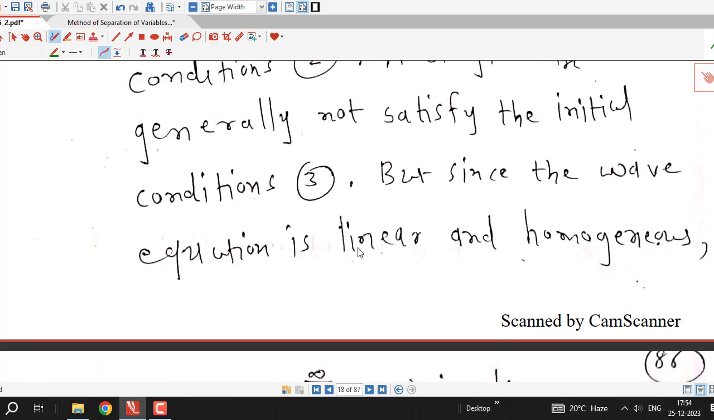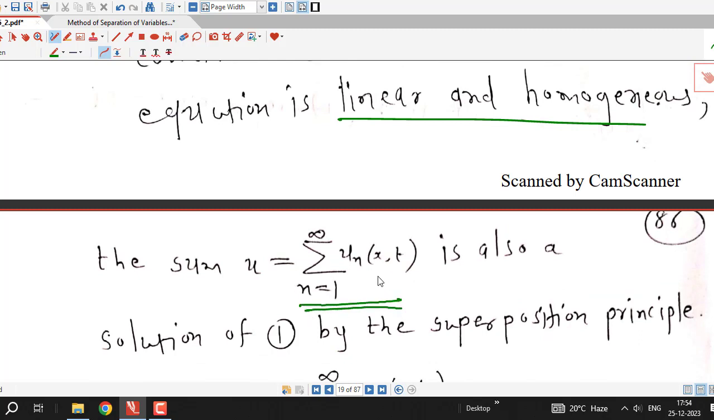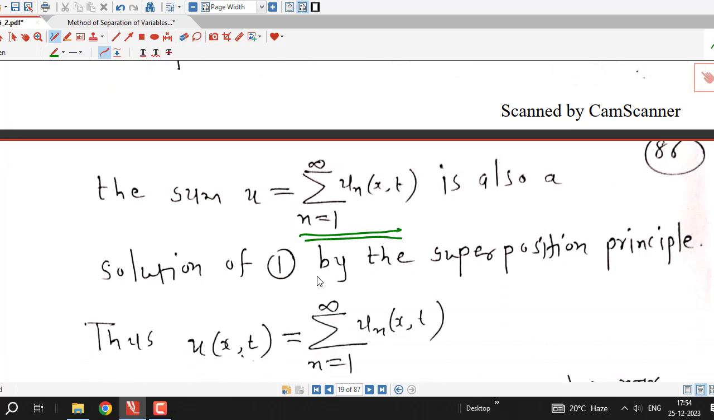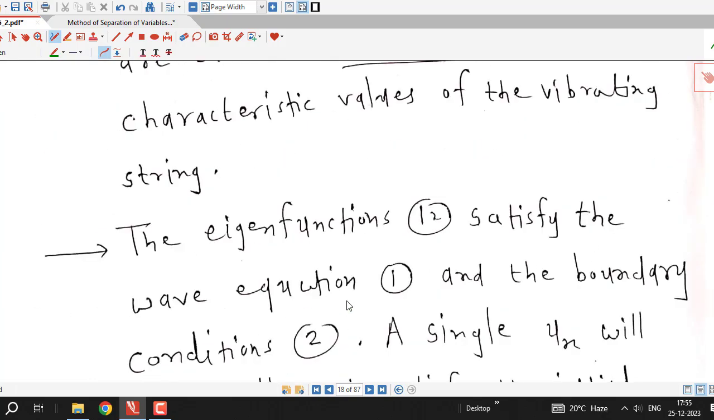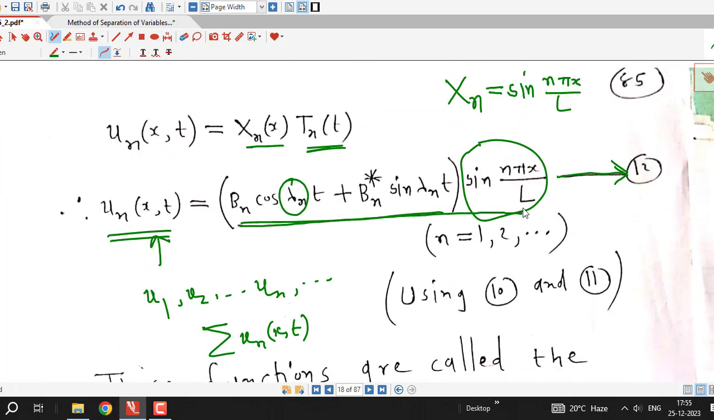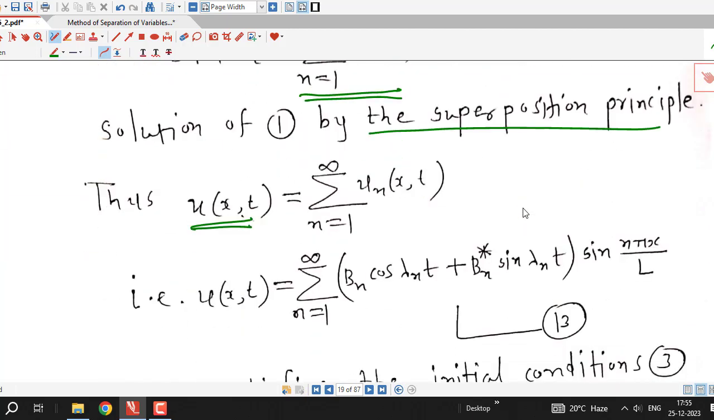So the wave equation is linear and homogeneous. If we take the sum of all these eigenfunctions un(x, t), then their sum is also a solution of the wave equation by the superposition principle. And we denote that sum by u equal to sigma un, n equal to 1 to infinity. And we substitute this value of un here. From equation 12, we substitute un equal to this.